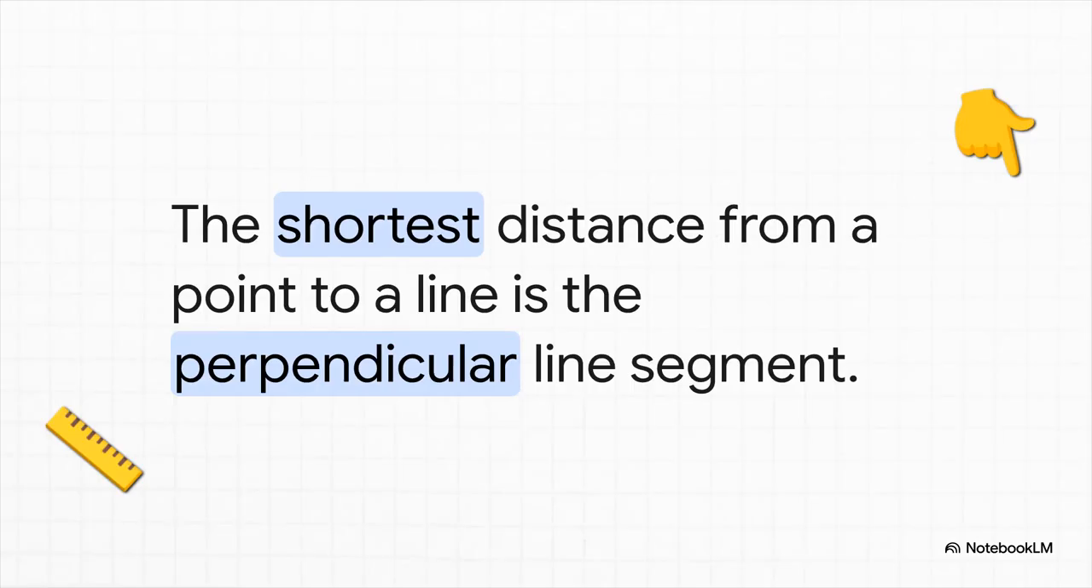This relationship leads to a really practical and kind of mind-blowing consequence. What's the shortest distance from a point to a line? It's always the path that hits the line at a perfect 90-degree angle.